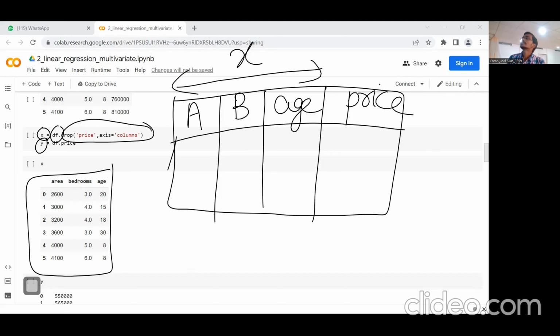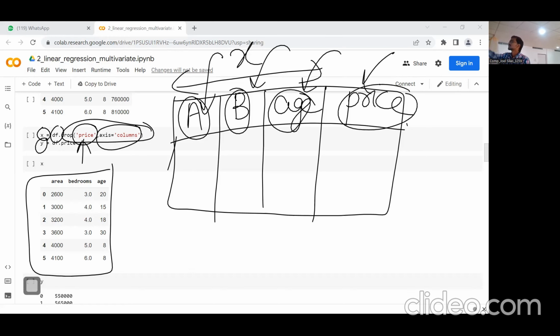So when you do df.drop with the column name and axis equal to columns, it will try to find this price variable in the columns. In the columns it will first check, is this column name equal to price? No. Is this column name equal to price? No. Is this column name equal to price? No. Is this column equal to price? Yes. Then it will drop this column. And this dropping will happen temporarily. So after dropping, whatever is the result, that means area, bedrooms, age, will get stored in X.